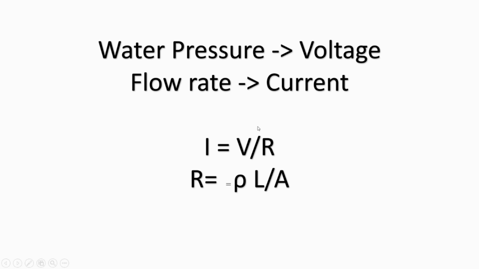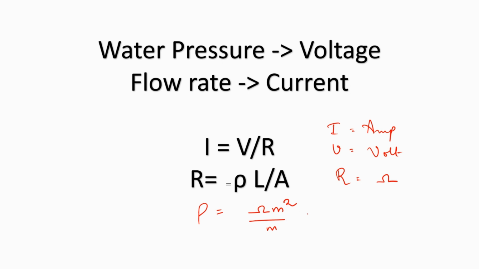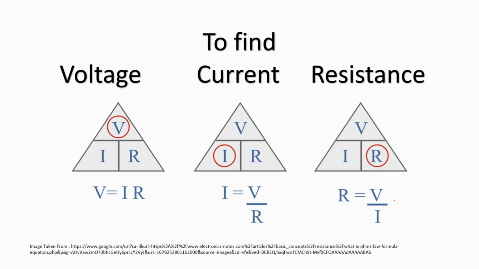The units of current here would be amperes, the voltage is volts, and the resistance is ohms. We can actually work it out and see that the unit of rho is given as ohm meter square by meter, therefore ohm meter. So these are the units and the corresponding symbols of the various electrical parameters, the Ohm's law, and the relationship that could be used to find out the voltage, the current, and the resistance.